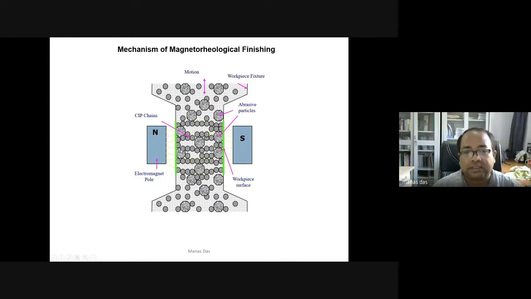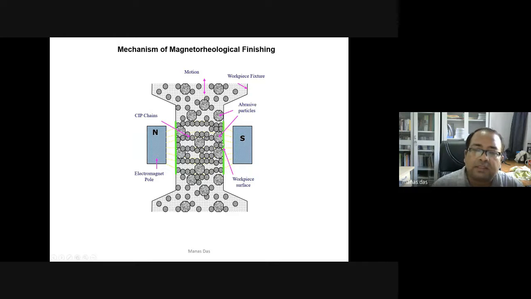So bonding force is required. Like in a metal cutting operation, for holding purposes there is a tool post. Whatever the cutting force and thrust force, it comes from that, and the tool post should resist that force. In this case also, that kind of force is given by the CIP particle chain. So all these abrasive particles are surrounded by CIP chains.